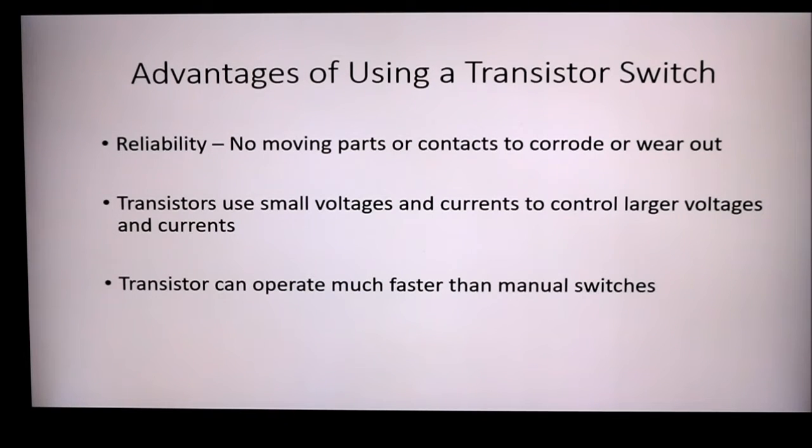First, the advantages of using a transistor switch. Reliability. There's no moving parts or contacts or anything to wear out. It's all solid state, so that's a big problem that you can avoid. Also, transistors use small voltages and currents to control much larger voltages and currents. And, of course, transistors can operate much faster than manual switches, and they can be automated.